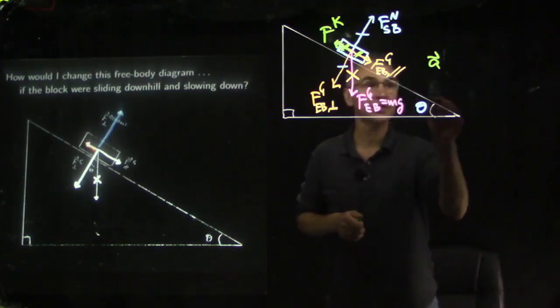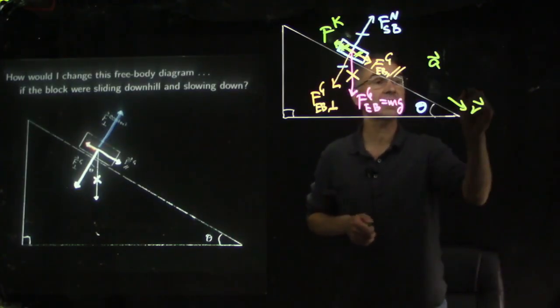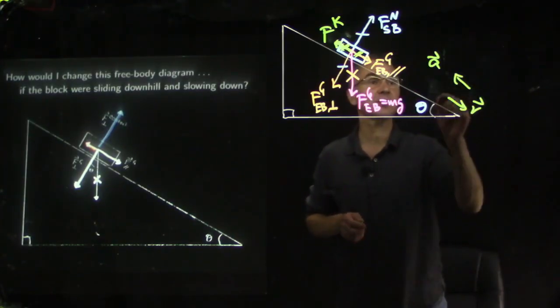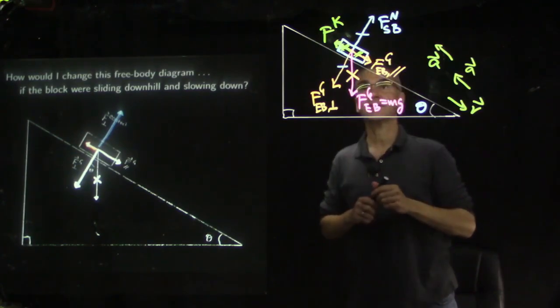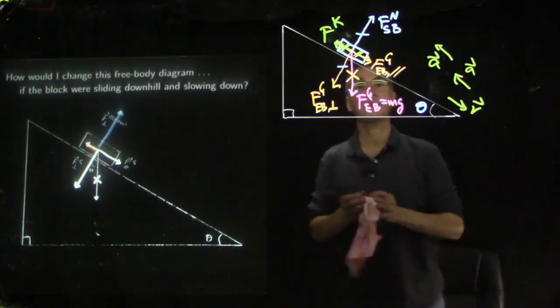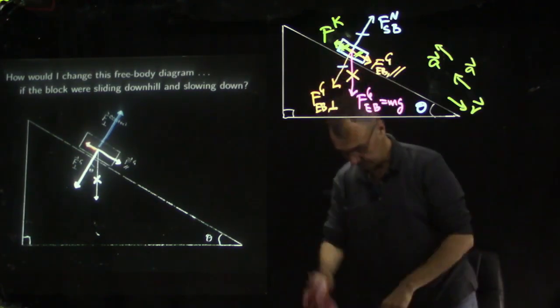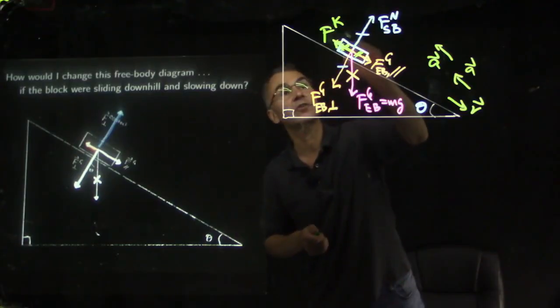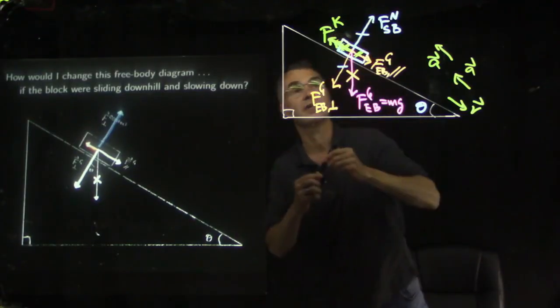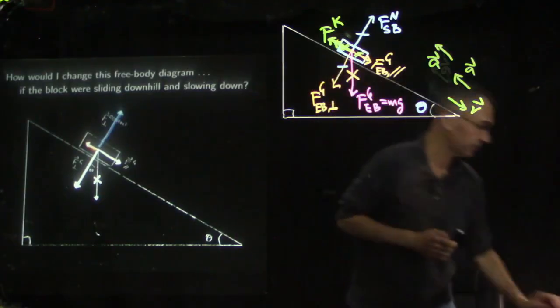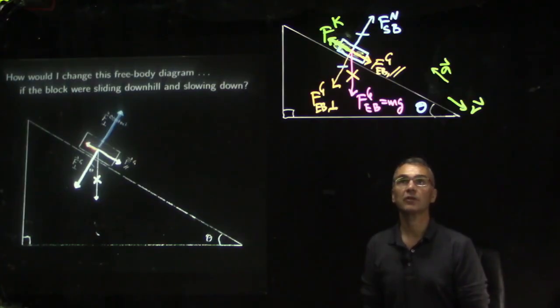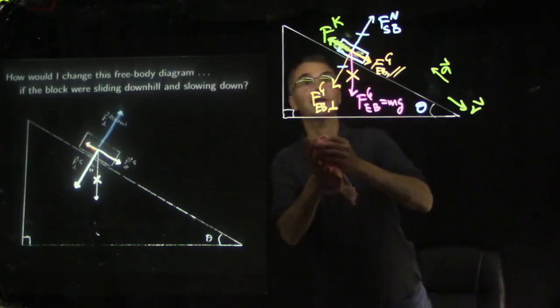Well, if the velocity points this way and it's slowing down, then the acceleration must point this way. In that case, the kinetic friction arrow must be longer than the downhill component of gravity. So we have to make this arrow longer, and then it's no longer the same length as the gravity arrow, so we have to get rid of these hash marks. So we had to make the kinetic friction arrow longer than the downhill component of gravity. In fact, maybe I should exaggerate that even a little more.